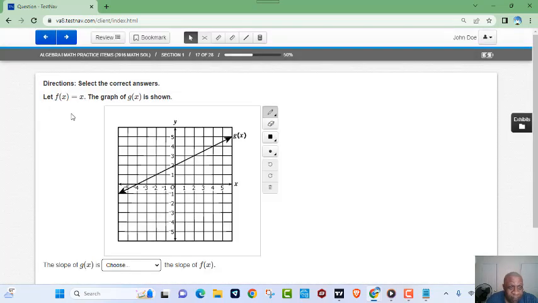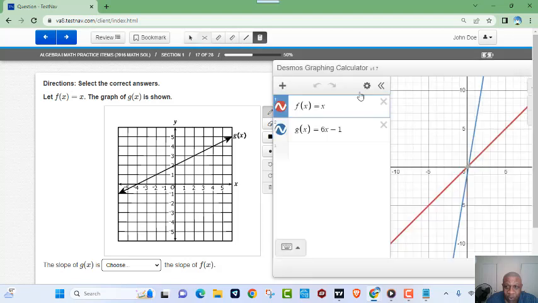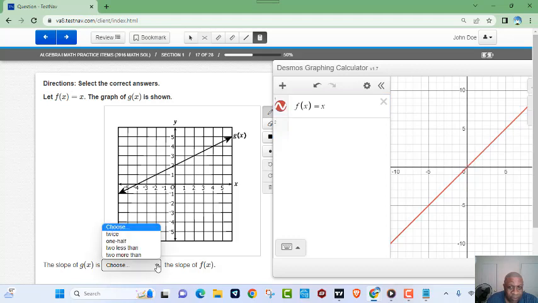All right, let f of x equal x. The graph of g of x is shown. Okay, so again, if we pull up Desmos, we get rid of this here. See, f of x goes straight through the origin here. And then it says the slope of g of x is, what are the answers here? Well, this slope is rise 1, run 1, rise 1, run 1, rise 1. So this is a slope of 1.